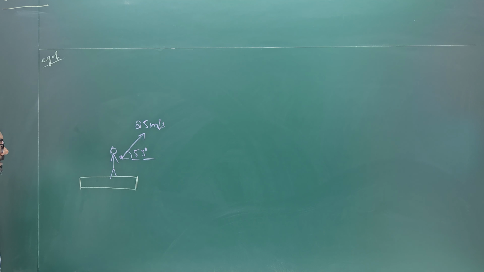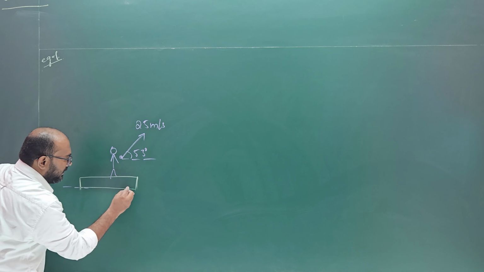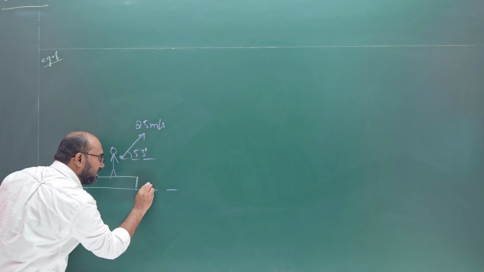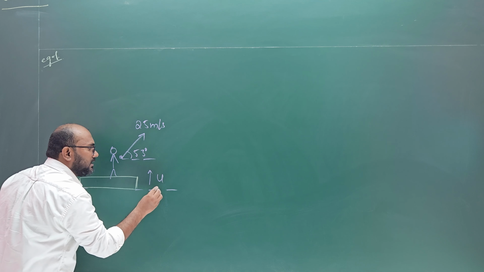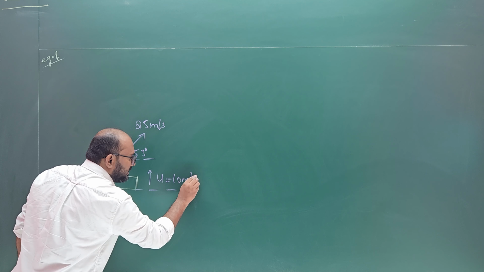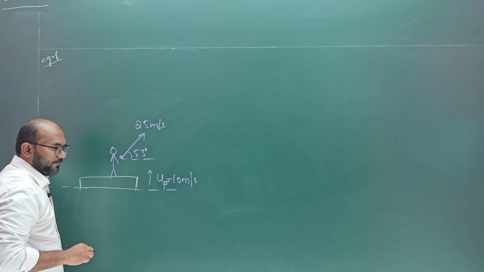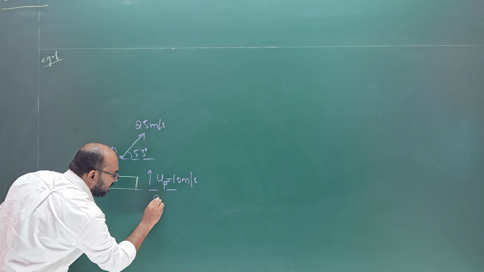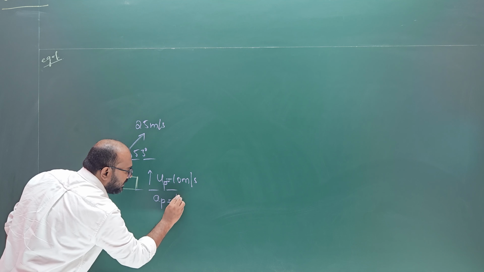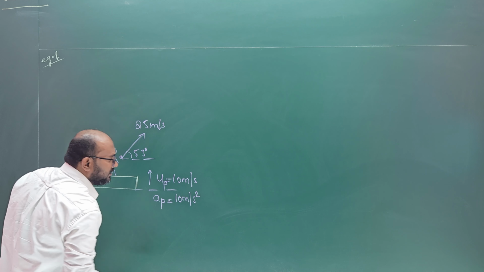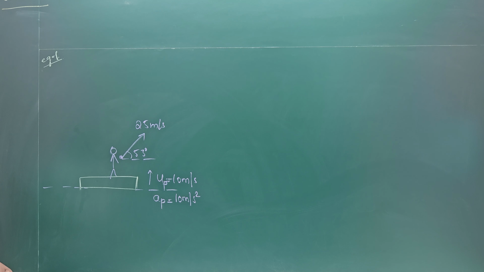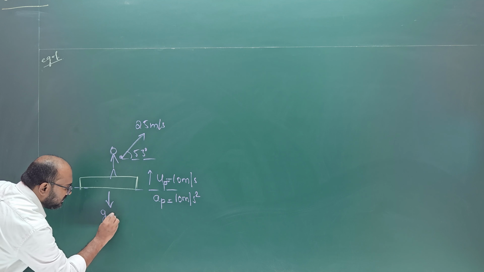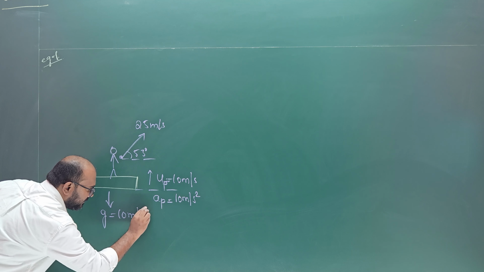of 53 degrees. Consider this platform is at this position, on the ground, and this platform is moving in the upward direction with velocity u equals 10 meters per second. Let's say this is u of platform. It also has some acceleration, so the acceleration of the platform is given as 10 meters per square second. Similarly, we all know that g is always acting in the downward direction, and let's say g is 10 meters per square second.